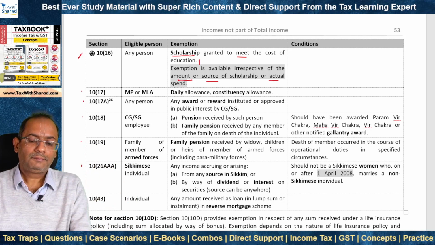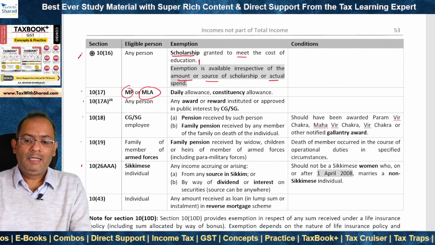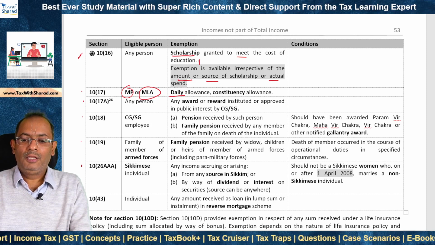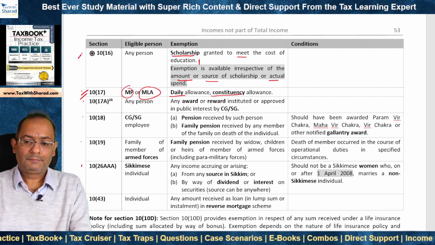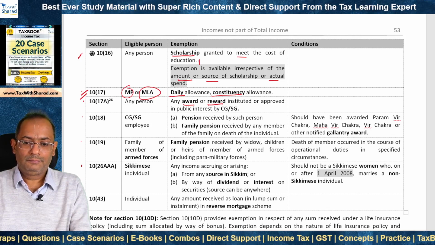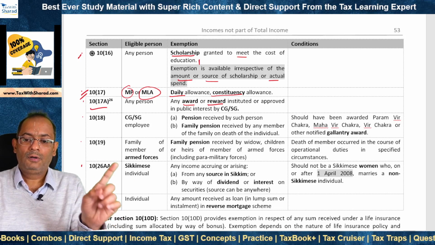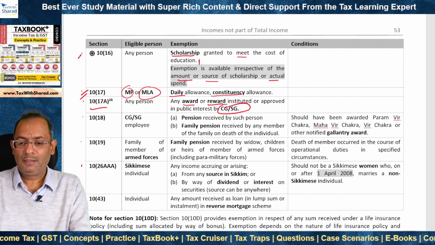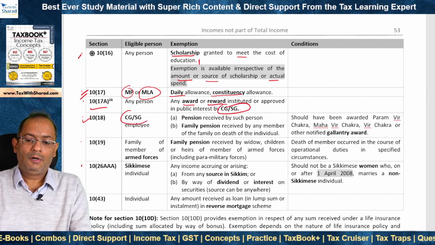As far as a member of parliament or member of a legislative assembly, MP or MLA, are concerned, if they receive daily allowance or constituency allowance, that is exempt under section 10(17). Similarly, exemption is provided in respect of any award or reward, under section 10(17A), but the condition is that the award or reward should be instituted or approved in public interest by the central government or state government.